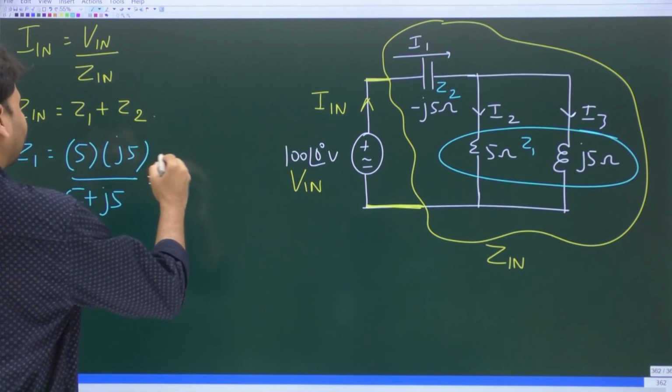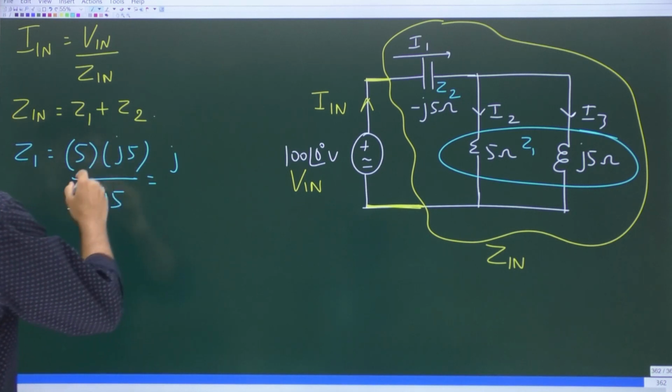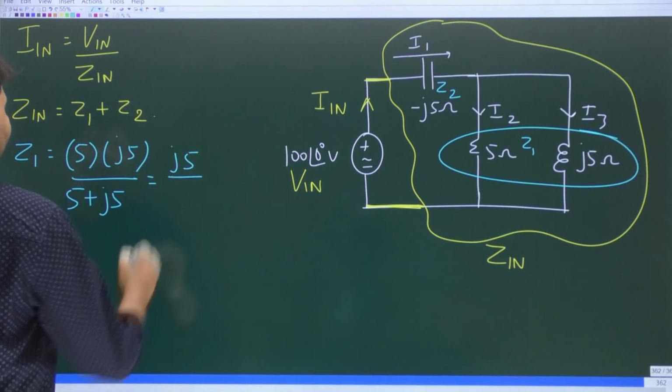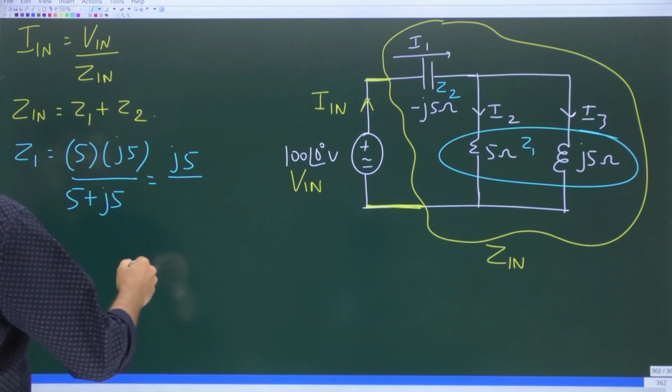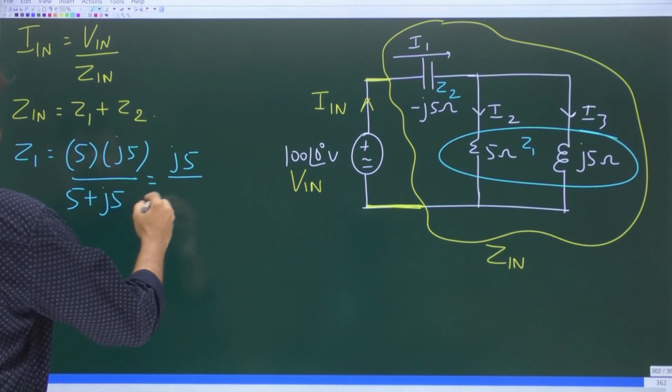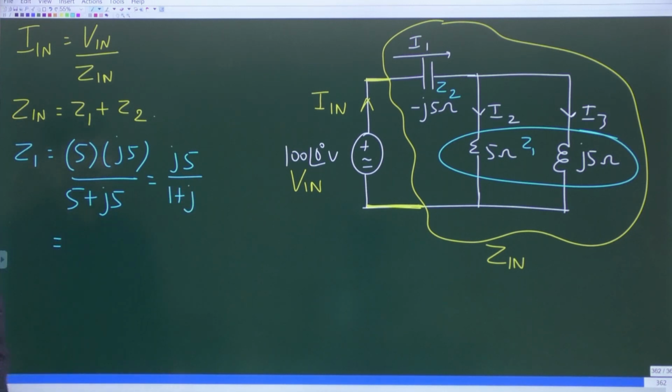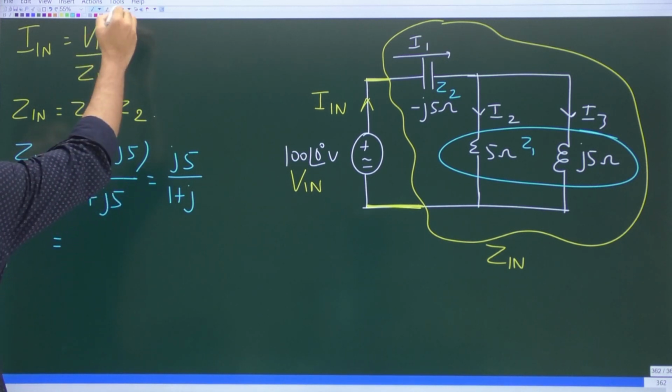Yes, 5 times J5. 5 is what? Common to both numerator and denominator. You can directly write the numerator as what? 5J or J5 divided by 1 plus J. J5 divided by 1 plus J. I'll just leave it like that.